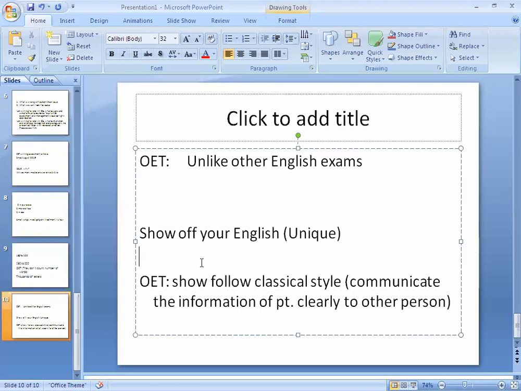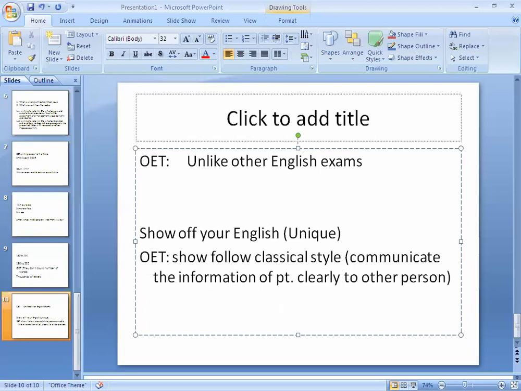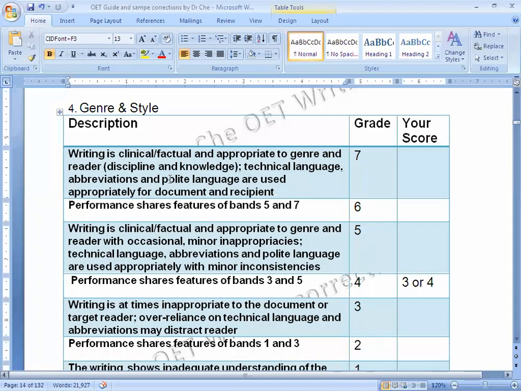Here we don't need to show a lot of synonyms. You just need to convert case notes into sentences and paragraphs so that the reader can easily get a general overview of this patient and understand the situation. This is what we need in OET. So your writing should be clinical and factual and appropriate to genre and reader. According to his discipline, if he is a doctor or nurse, we should use that. If it is a common man, we should not use technical things, medical terms.